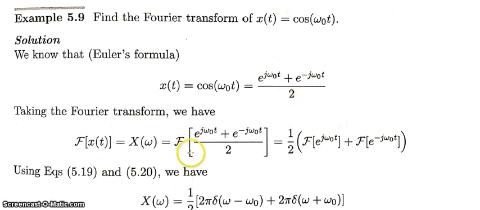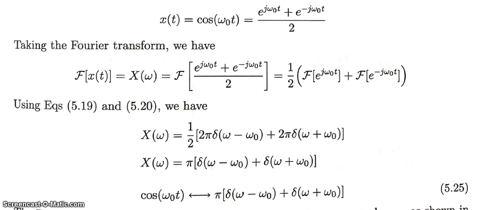this can be written as 1 by 2 times the Fourier transform of the term e raised to j omega 0 t plus the Fourier transform of e raised to minus j omega 0 t. Also, we have seen earlier that the Fourier transform of e raised to j omega 0 t is 2 pi into delta of omega minus omega 0, and the Fourier transform of e raised to minus j omega 0 t is 2 pi into delta of omega plus omega 0.